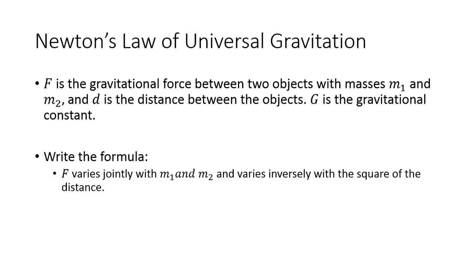Okay, so let's do an example where you would have to write one of these. F is the gravitational force between two objects with masses m1 and m2, and d is the distance in between. G is your constant. So take a second and write the formula for F varies jointly with m1 and m2, and inversely with the square of the distance. Don't forget G.